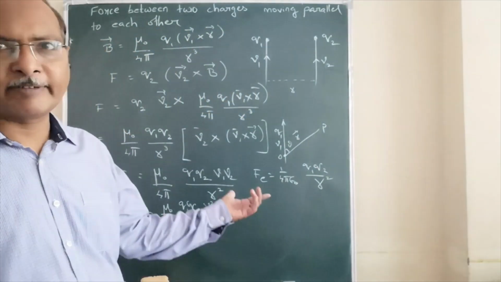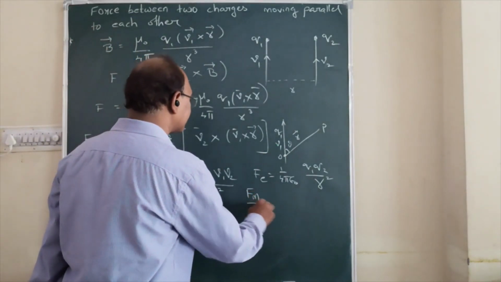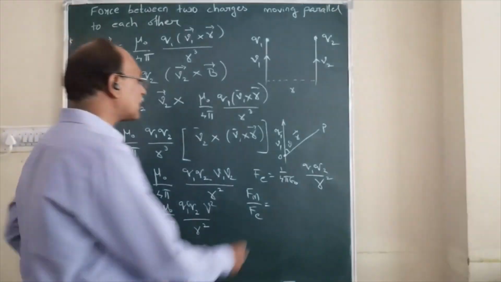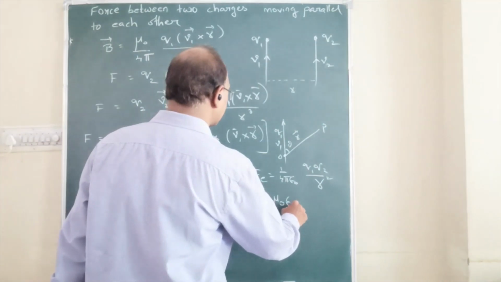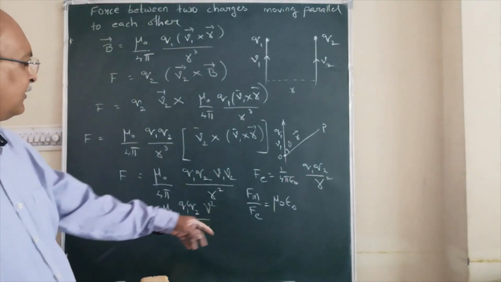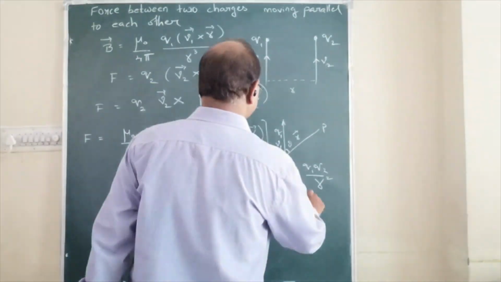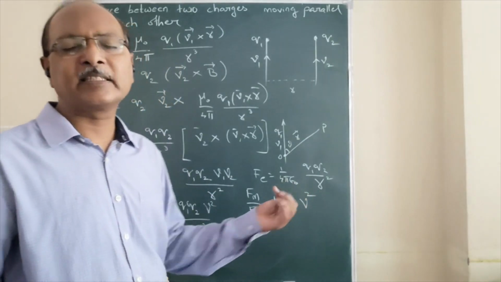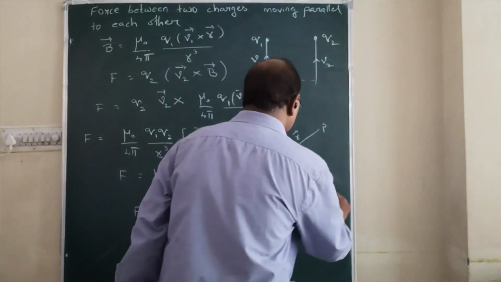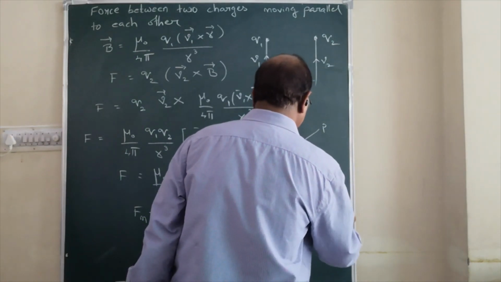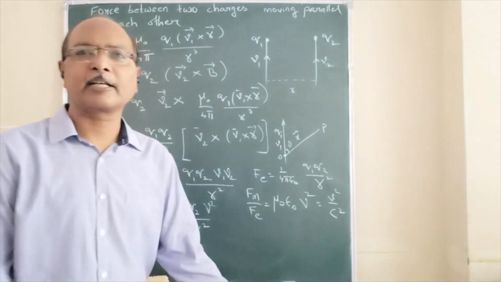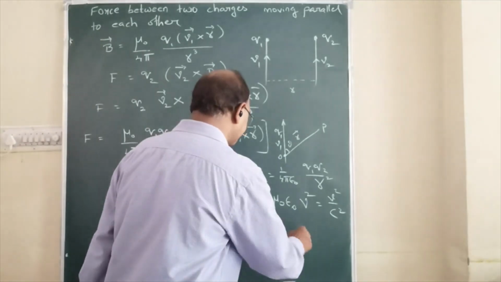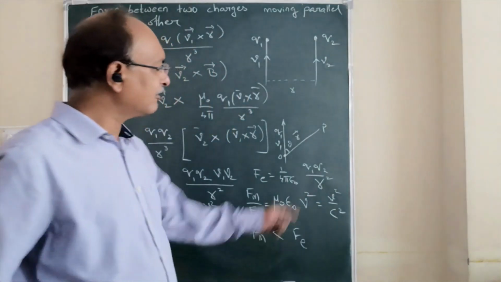So if you take the ratio between them, Fm by Fe. So dividing one by that, we are getting mu naught epsilon naught. Q1 Q2 by R square gets cancelled. V square. Now mu naught epsilon naught will be 1 by c square. C is the velocity of light. So that is equal to V square by c square. So you can find that the magnetic force is less than electric force by V square by c square.